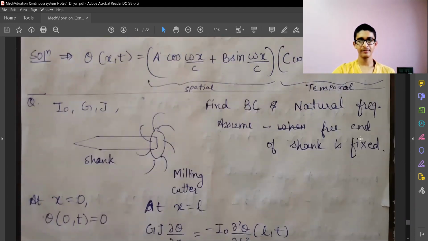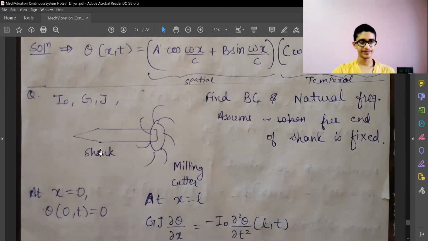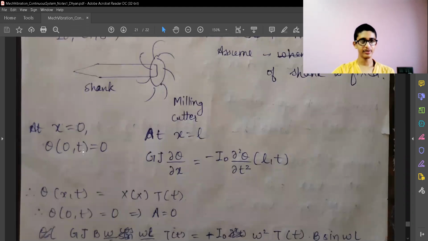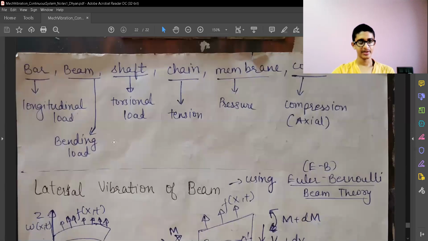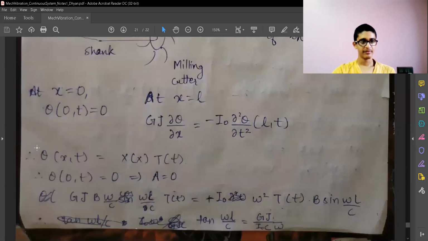We need to assume that the free end of the shank is fixed. This is a fixed end. So at x equal to 0, we have 0 displacement, or 0 rotation or twist. At x equal to L, there is an external torque which is equated to the inertia. So we are going to assume a solution by separation of variables, and due to this boundary condition, we get A equal to 0.